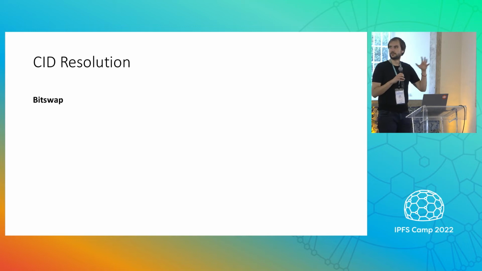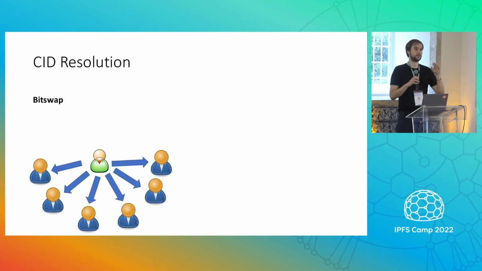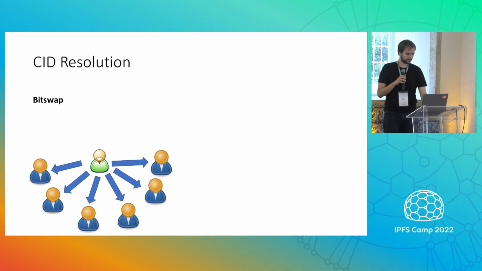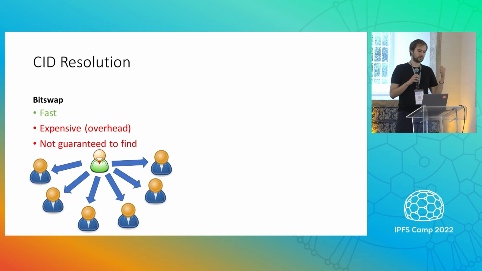And IPFS has two ways of doing it. The first one is using Bitswap. Bitswap is very simple. When you launch the IPFS client, you connect to some peers, usually around 300. And then if you want to get a CID, you just send a request to every single peer via Bitswap. If they have the file, they give it to you. If they don't, well, they don't. It's pretty fast and simple. However, it's expensive, and the main problem is that it's not guaranteed to find the specific file.